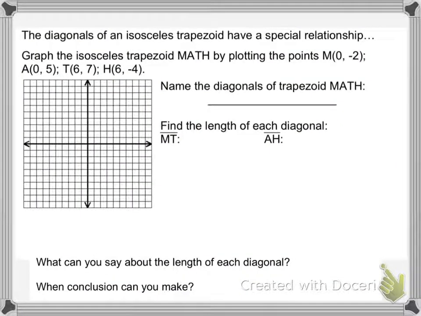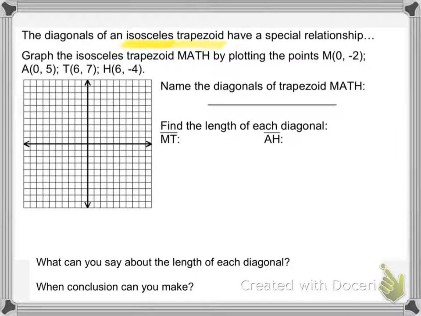So here's a hypothetical. The diagonals of an isosceles trapezoid have a special relationship, which we'll discover right now. It says, first graph the isosceles trapezoid MATH by plotting the points M, A, T, and H. So let's go ahead and do that real quick.